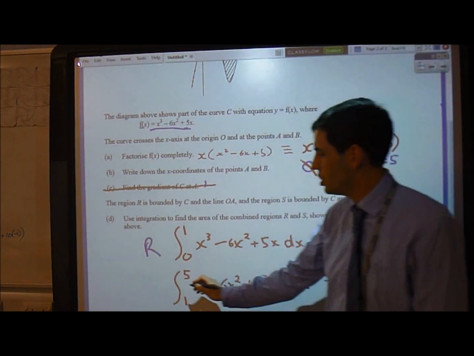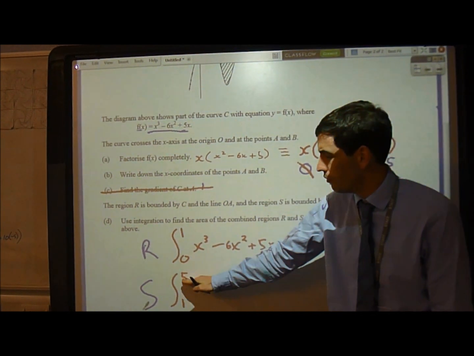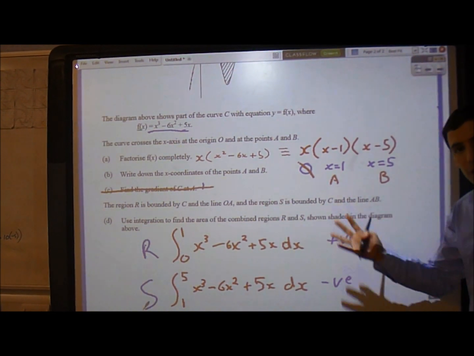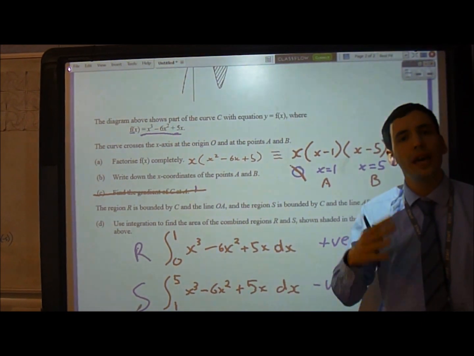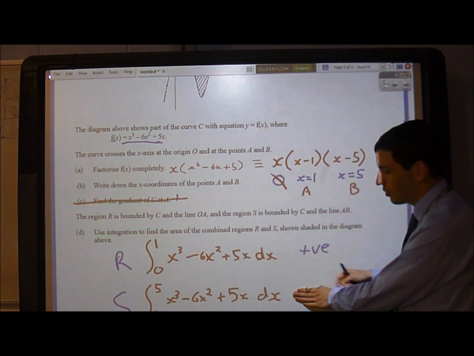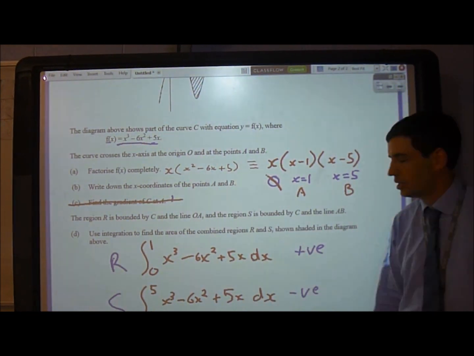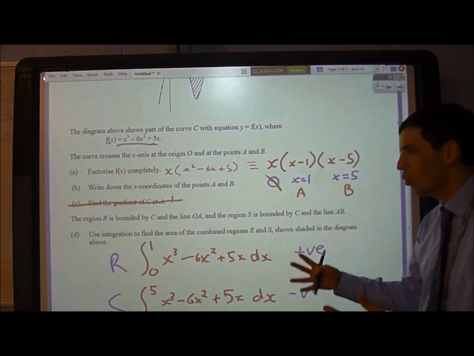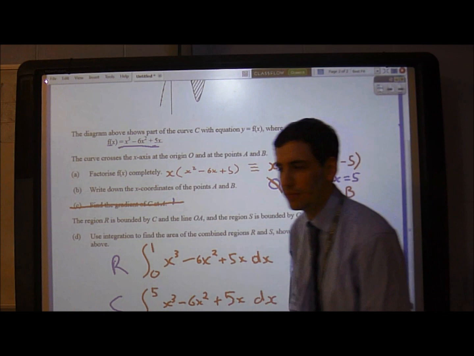And then I've got my region S, that's the bit below the axis between 1 and 5. I integrate, and because it's below the axis, it's a negative answer. But we know that area has to be a positive value, so we're just going to ignore the minus for this answer and add it to the value above. Take the modulus if you like. That's all you have to do. Enjoy those 14 marks.